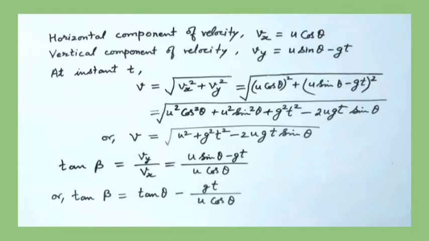Now, the direction of velocity is given by tan beta, which is equal to Vy by Vx, equal to (u sin theta - gt) by u cos theta, or it is equal to tan theta minus gt by u cos theta, where beta is the angle made by the velocity vector with the horizontal direction.